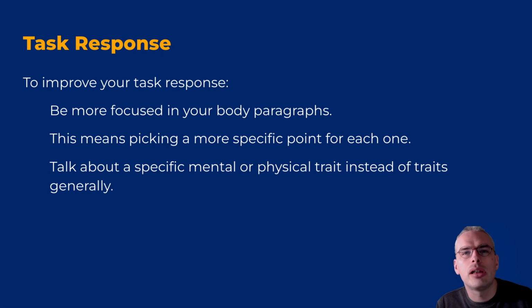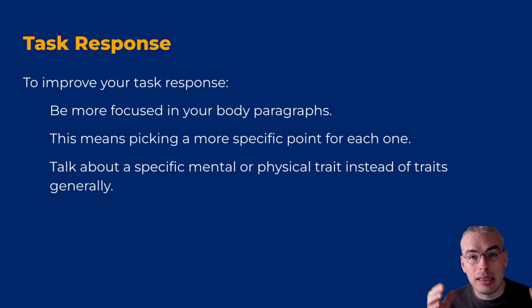So for example, instead of saying there are some physical traits that are innate, what you should really try and do is say something like, oh, well, for lots of things you need to be quick. So quickness is something that you're either born with or you're not. The other way of going about this might be to talk about a mental trait like confidence. So you might say, well, some people are born confident and other people aren't born confident. That might be something else you could talk about.